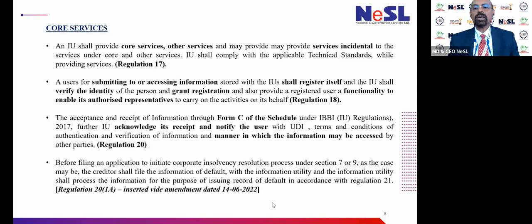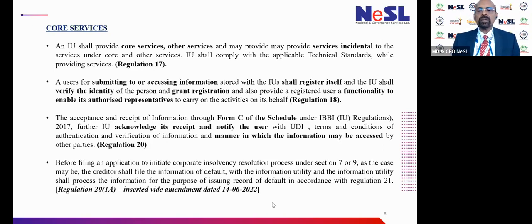Now, a user for submitting or accessing information with the IU has to register himself. The IU shall verify the identity of the person and grant registration, and also provide a user a functionality to enable its authorized representative to carry on the activities on its behalf. This is a very important provision that a person has to identify himself and then register himself, because information in the IU has evidentiary value. And once a person is registered, suppose it's an entity, a company or LLP, then there is a registered user functionality to enable its authorized representative to carry on the activities on his behalf.